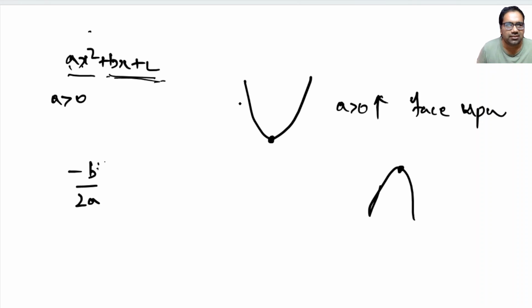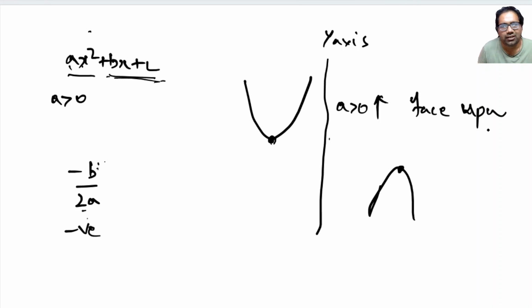That means the vertex of this graph is towards the left of the y-axis, because this is a negative number. To the right of the y-axis, the x's are positive. To the left of the y-axis, the x's are negative. So that's why this graph is towards the left of the y-axis. So b is greater than 0, so that is good. Now we don't know whether the x-axis is here, that we don't know.